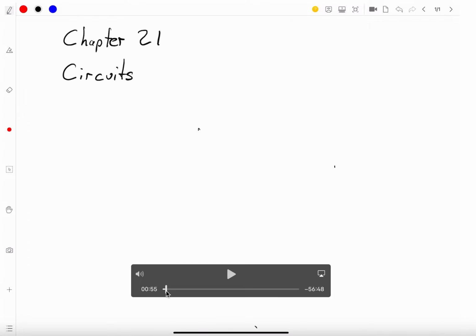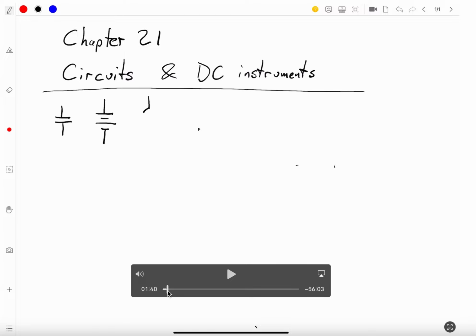So here we go with chapter 1. We're going to be doing circuits and DC instruments. And so far we've covered capacitors. That's what they look like. A battery voltage supply, DC voltage supply. That's what that looks like. And then we have our resistors, R.